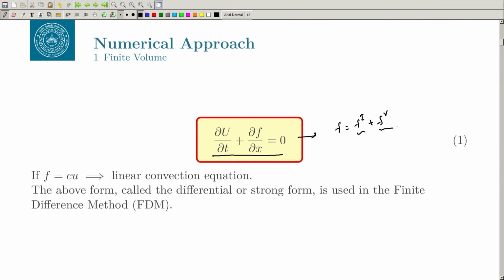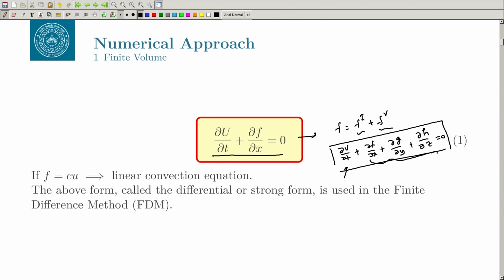Okay. So, this is a general equation. If you want to go to multidimensional, same thing will become del u by del t plus del f by del x plus del g by del y. If you want to go to 3D, then this will be del h by del z. But the idea is the same, right. So, you have a time derivative term and you have a few spatial derivative terms.